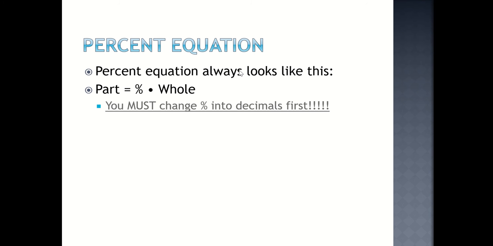Okay, on to the percent equation. The percent equation always looks like this. Part equals percent times whole.